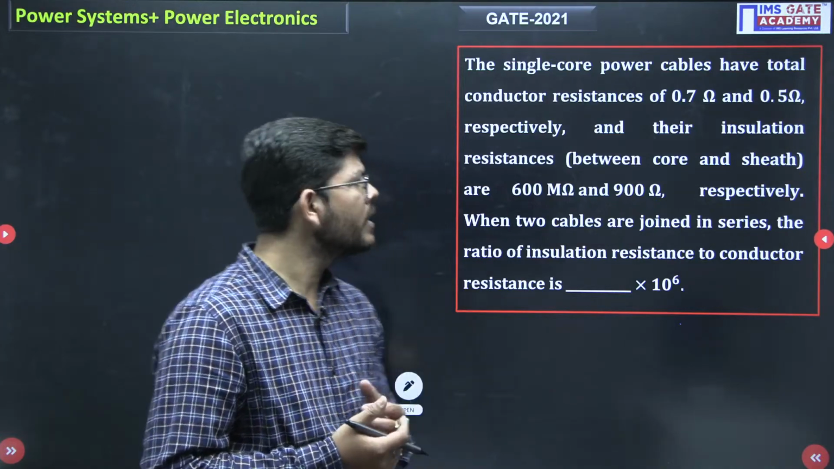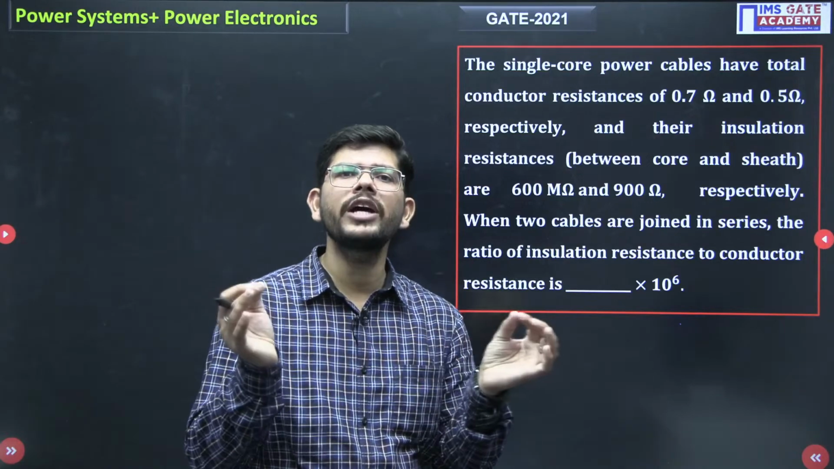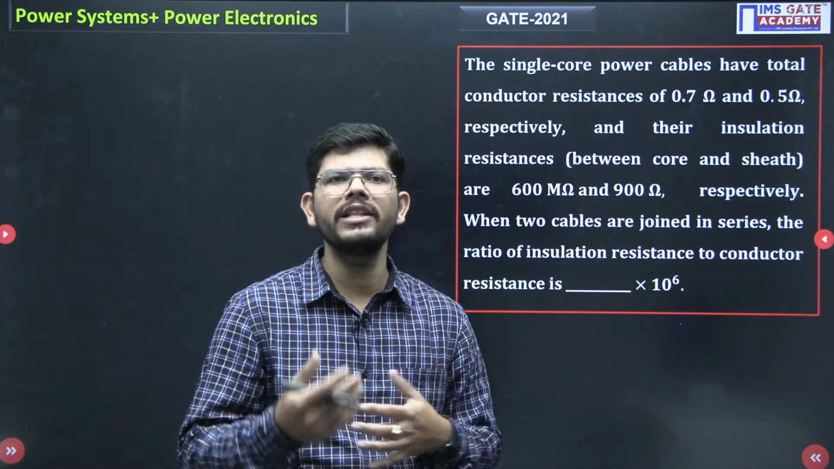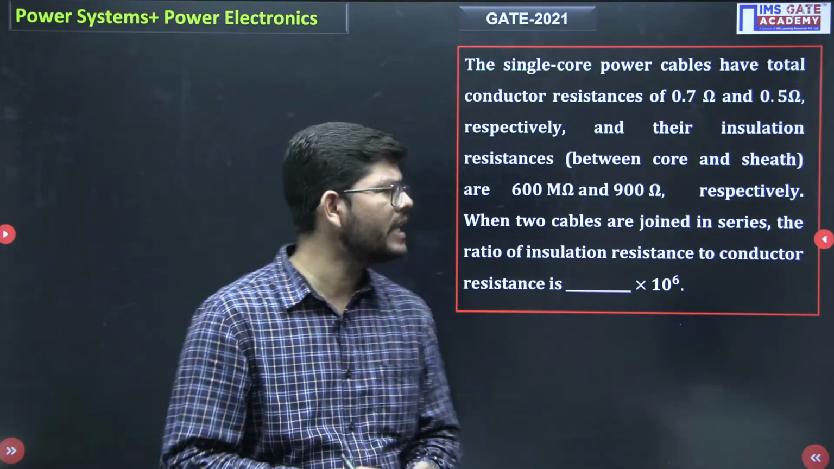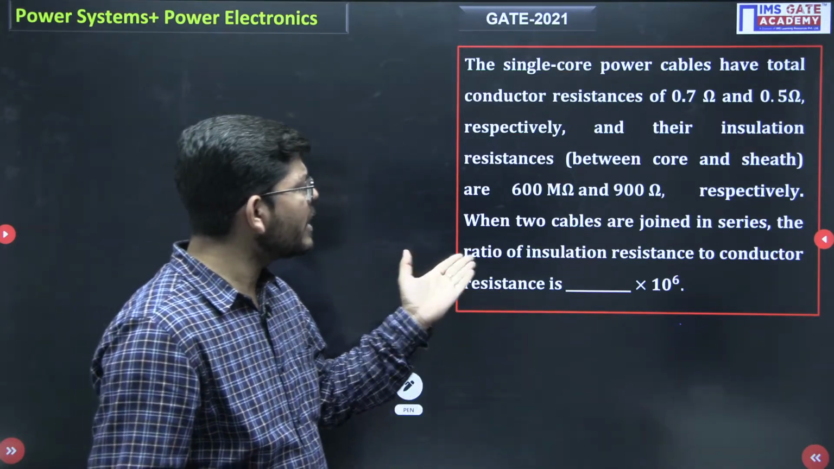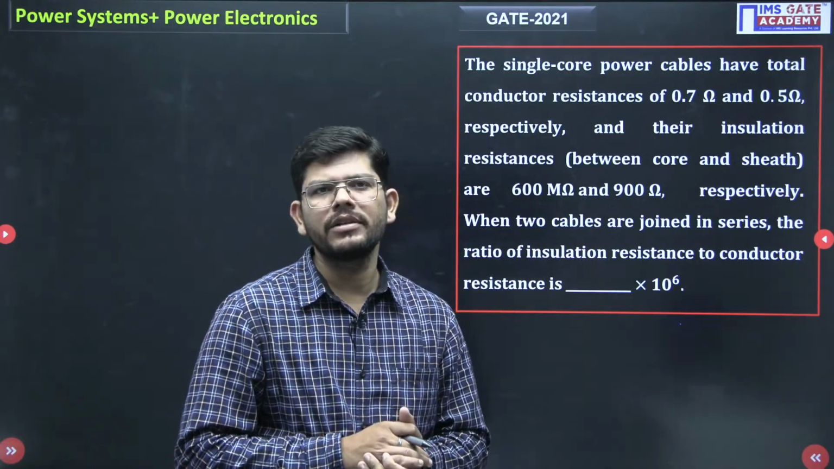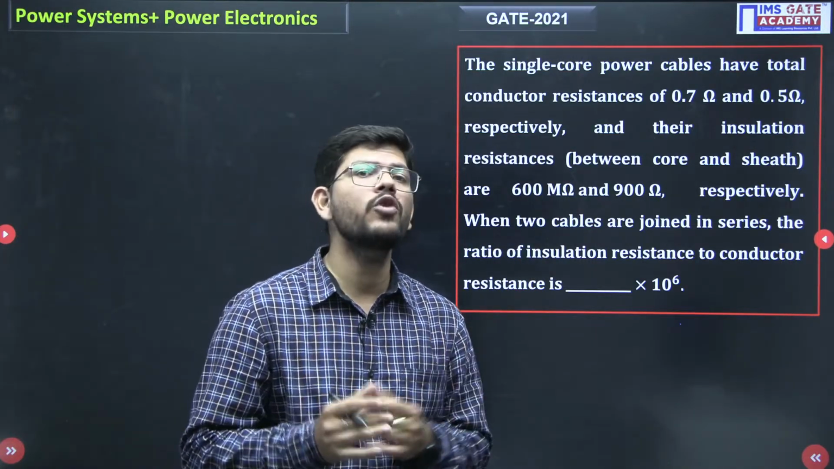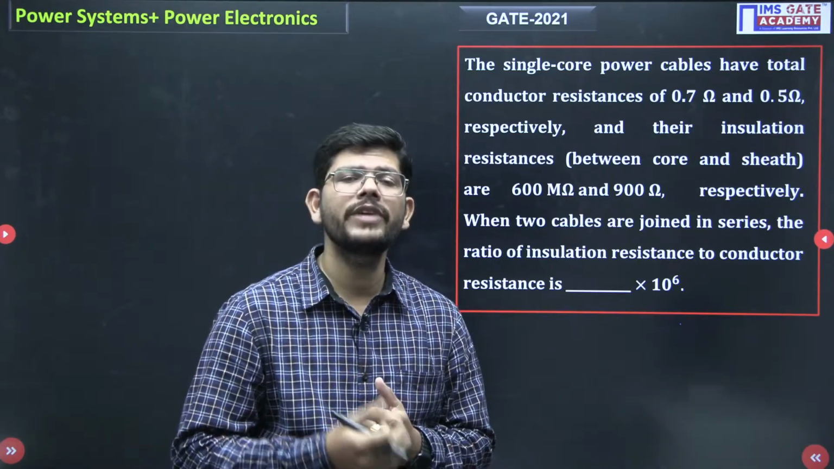And now when 2 cables are joined in series, of course we will join them in series, one after another. So when these cables are joined in series, what will be the ratio of insulation resistance to the conductor resistance? Okay, what will be the ratio of insulation resistance to the conductor resistance?